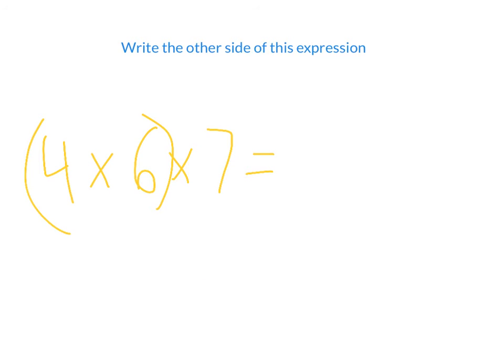So on your pause and solve here, I would like you to write the other side of this expression. So please pause your video now and do your work.